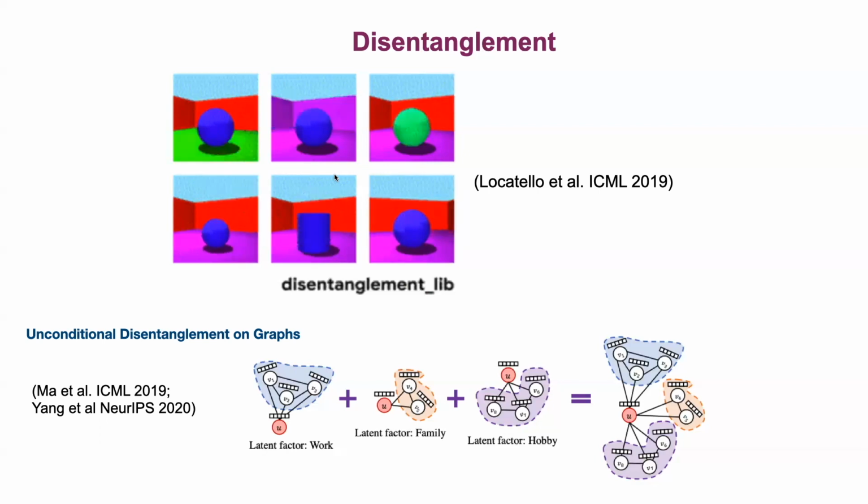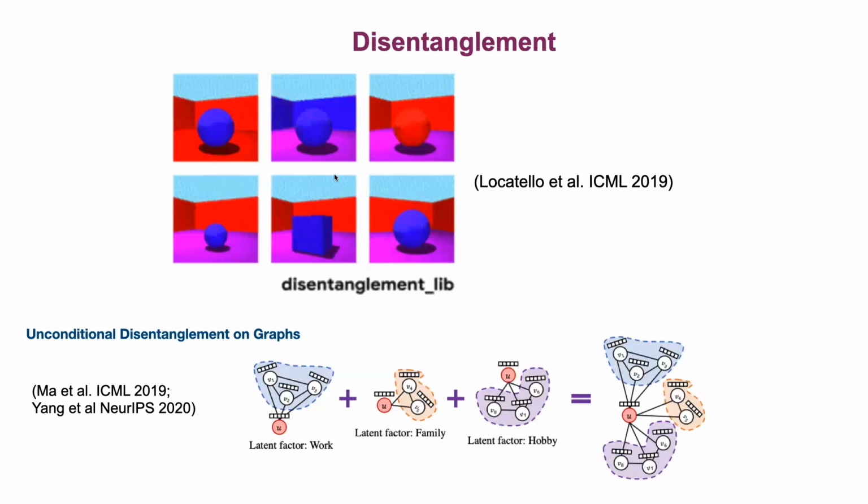So it's not really intuitive. In case of images, for example, with objects, it's quite intuitive what you mean by disentanglement. The notion gets a bit more subtle when it comes to graphs. How do you define the disentanglement on graphs?